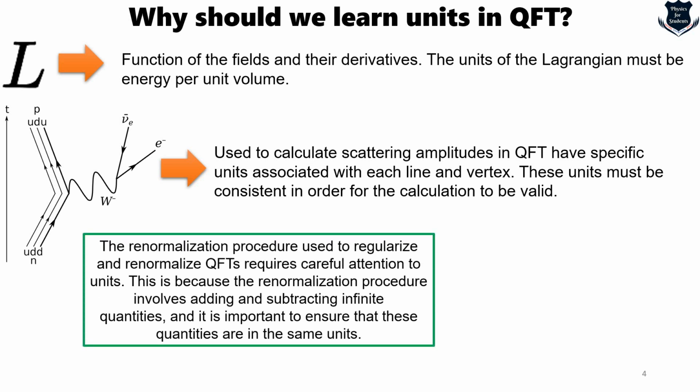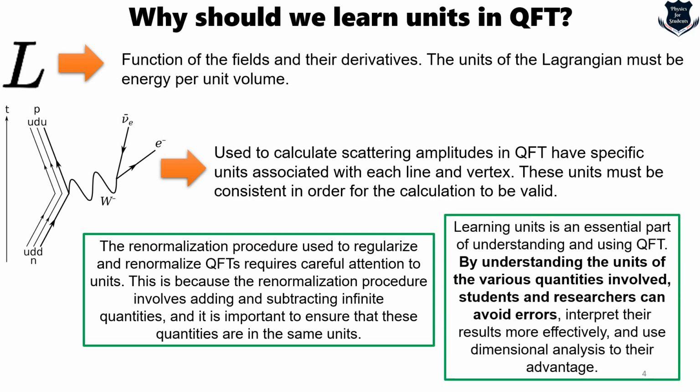Also, there is something called the renormalization procedure, which is used to regularize and renormalize QFT's other units. This is because the renormalization procedure involves adding and subtracting infinite quantities, and it is important to ensure that these quantities are in the same units. So overall, we can say that learning units is an essential part of understanding quantum field theory. By understanding the units of the various quantities, you can avoid errors, interpret results more effectively, and use dimensional analysis to your advantage. This is the reason.